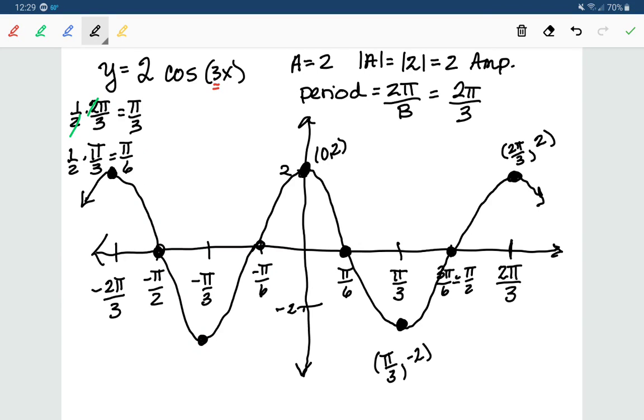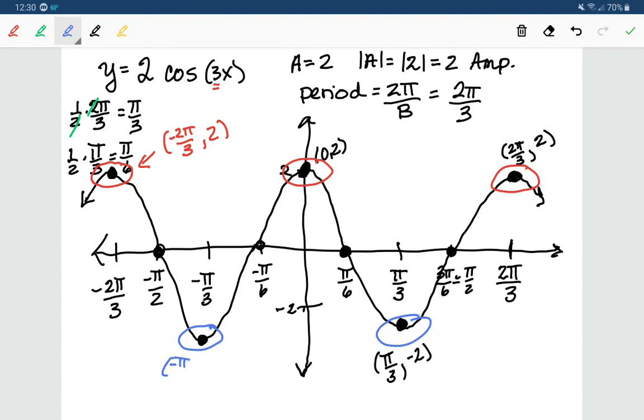Right? But you can see that we have the maximum values here. And this is the point negative 2 pi over 3, comma 2. Okay. So that 2 value keeps repeating. We have some minimum values here and here. This is the point negative pi over 3, comma negative 2. Okay. So the blues are mins, and the reds are maxes.